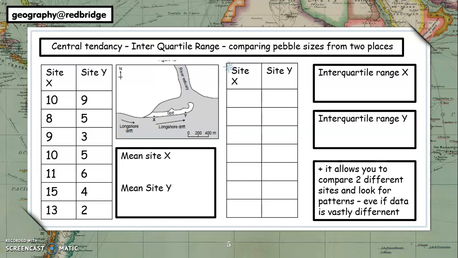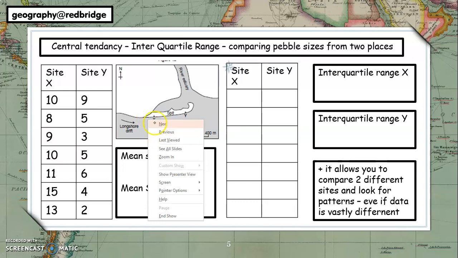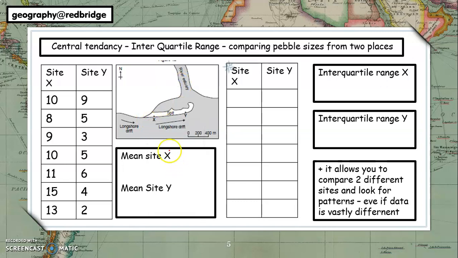So in the instance here, what we've got are two sites of a beach, okay, and actually what we're looking at here is a spit. So the spit is here. We've got site X, which is here, and we have site Y, and we have two sets of data. So site X's data is there, and site Y's data is there. And what we've got is this process of longshore drift. Now that will transport material from the west all the way along to the east end of the beach.